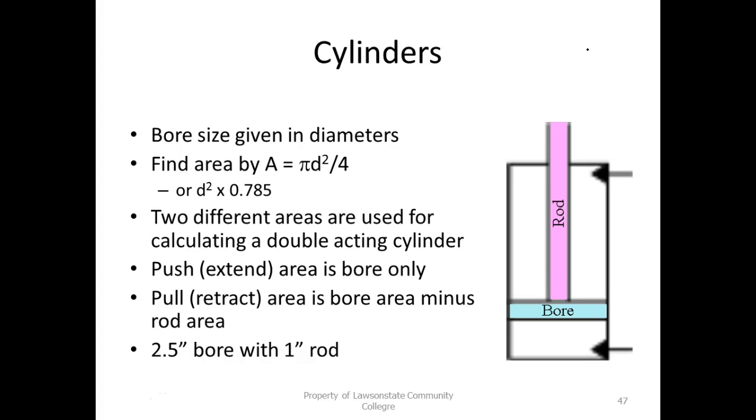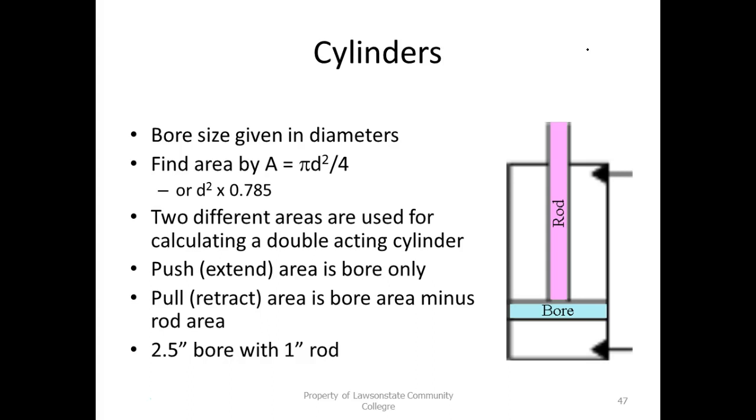Now, we do have the ability to compensate for that by using what we call flow control valves. We can put a flow control valve on each side, and we can run the flow differently, right? We can't do much about the pressure. We can't do anything about the force. So on these, the retract force will always be smaller than the extend force.